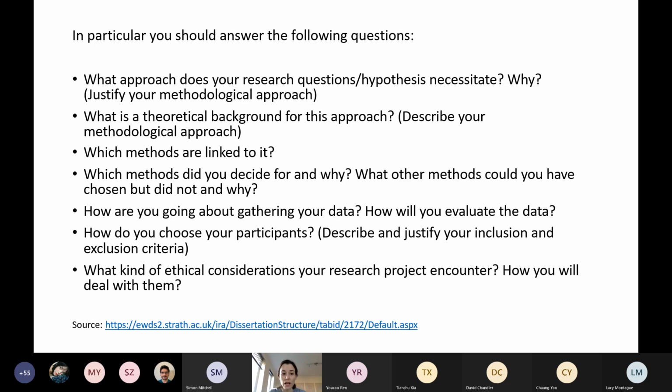If you have participants, how do you choose your participants? And what kind of ethical considerations does your research project encounter? So for example, if you're interviewing, this is particularly important in the medical field. If you're interviewing patients or minority populations, then there are ethical considerations within that. Of course, there are ethical considerations within architectural research as well that you might want to think about.